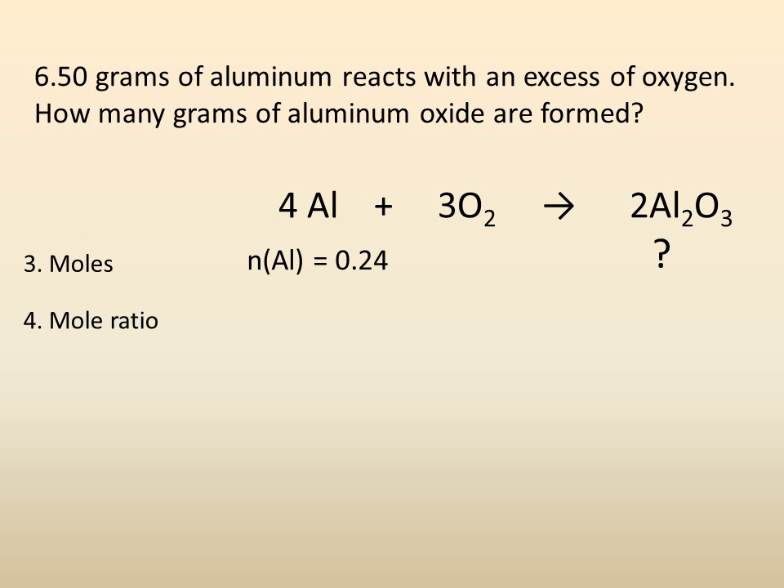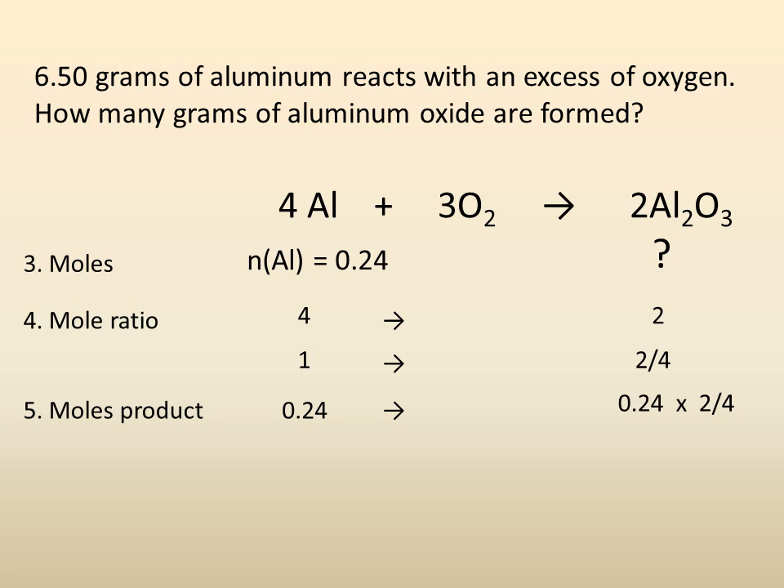Next step in the process is the mole ratio. We know from our equation that 4 moles of aluminium gives us 2 moles of aluminium oxide. So therefore 1 mole of aluminium will give us 2 divided by 4 moles of aluminium oxide. And we know that we've got 0.24 moles. So the moles of product that are going to be produced will be 0.24 times 2 divided by 4. The next step in the process is to convert that moles of product into a mass.